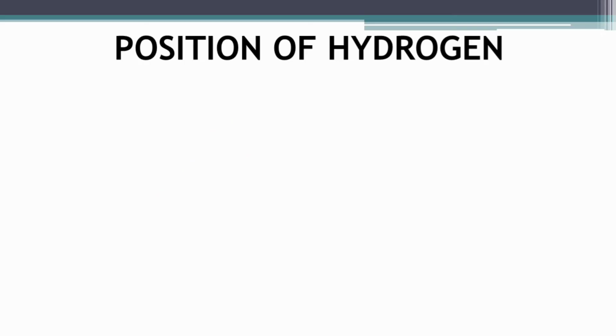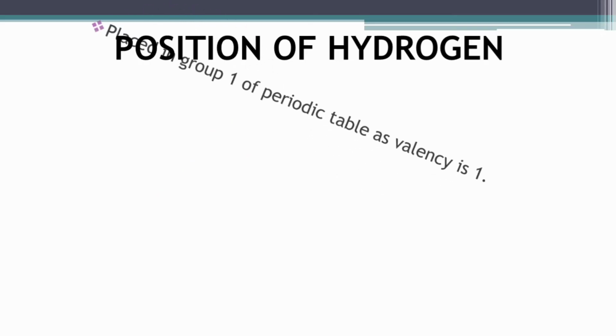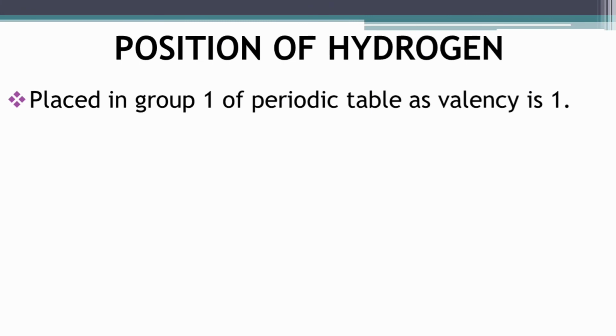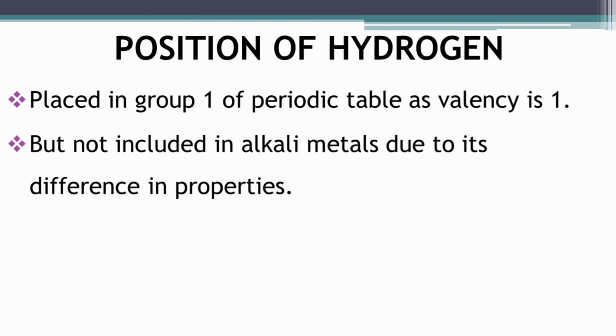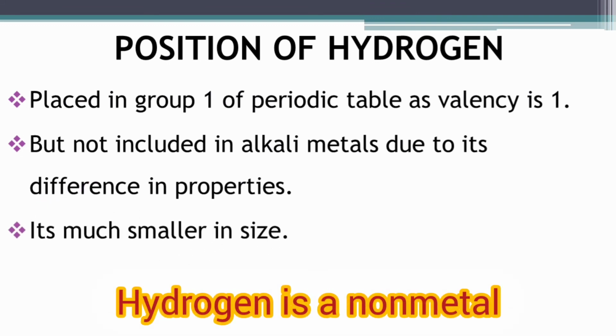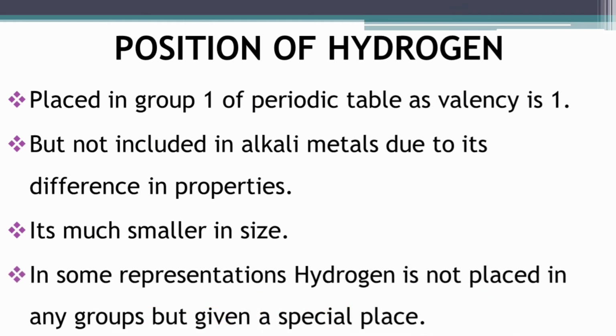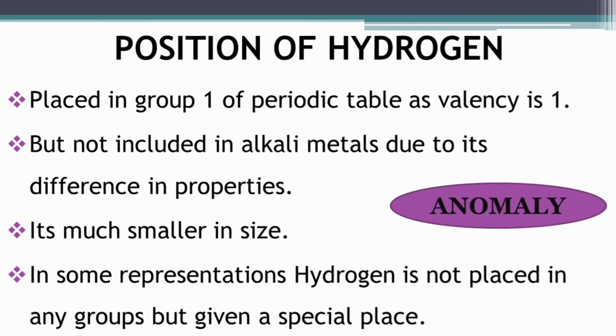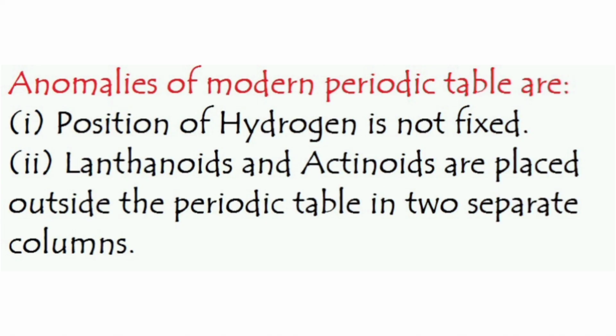Let's see the position of hydrogen in the long form modern periodic table. Hydrogen is placed with group 1 as its valency is 1 and its atomic number is also 1, and it is the first element. But hydrogen is not considered an alkali metal due to its difference in properties. It is much smaller in size than the alkali elements. In certain representations, hydrogen is not placed in any group and it is given a special place. So, the position of hydrogen is still an anomaly in the modern periodic table. Placing lanthanoids and actinoids outside the periodic table is also an anomaly of this modern periodic table.